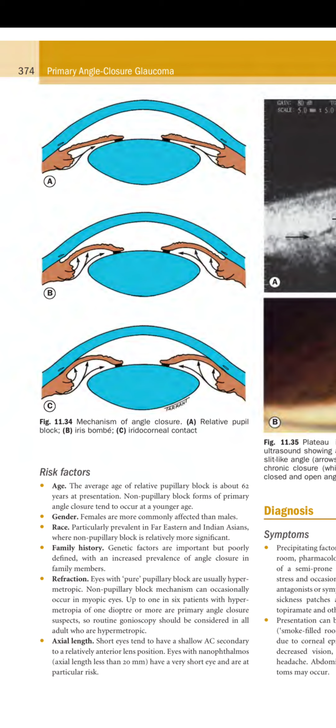A is showing a relative pupillary block. So you know that the aqueous is not flowing from the posterior to the anterior chamber, so it will cause the anterior bowing of the iris, and it will be relieved by iridotomy, and it is causing the angle closure.